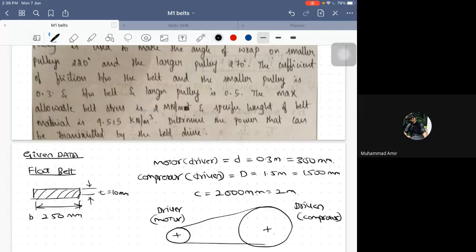Next. A jockey pulley is used to make the angle of wrap on the smaller pulley 220 degrees, he says. What do you mean by jockey pulley? Anyone knows about it? Anyone knows about the jockey pulley? Anyone heard of it somewhere?